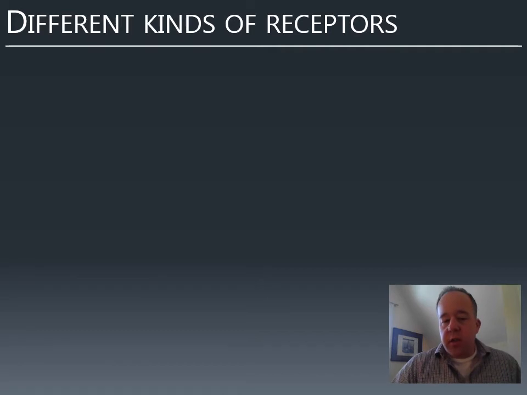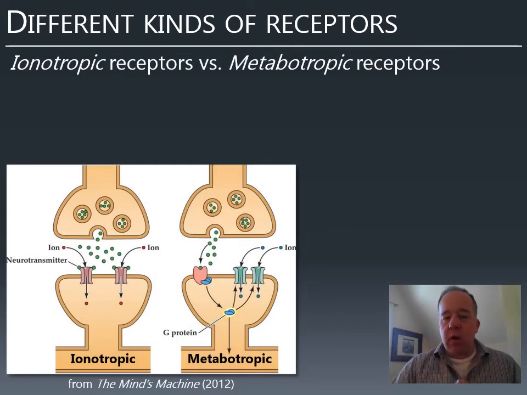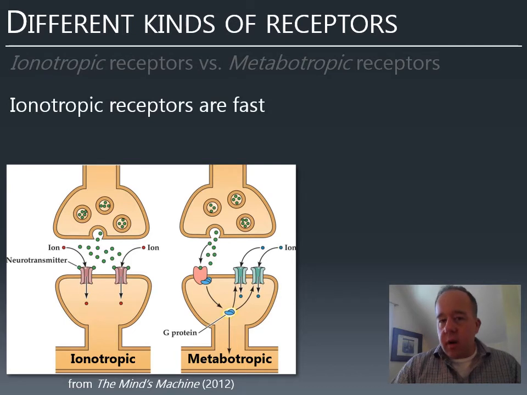And we have different kinds of receptors. So we have what are called ionotropic receptors and metabotropic receptors. And this is an important distinction. So this is a diagram not from your book, but we see the two kinds here. On the left are ionotropic receptors. And these work very quickly. I mean, all of these things work fast relative to our experience. We're talking about milliseconds. But of the two types, ionotropic receptors are much faster.